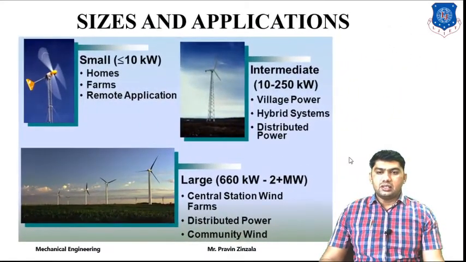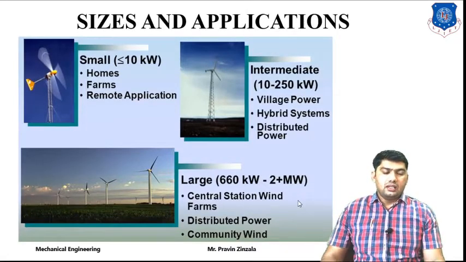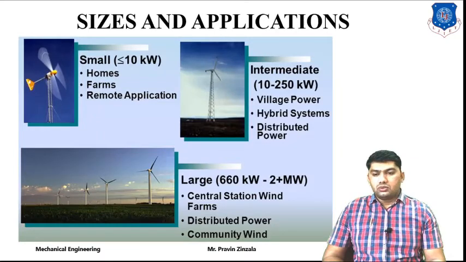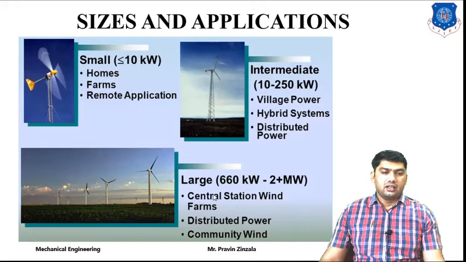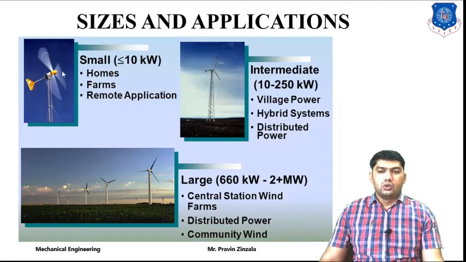Now we will discuss the size and applications of windmills. Many windmills are available in the market according to the applications, requirements, and purpose. Generally there are three types of windmill: small, intermediate, and large. If the power generation is less than 10 kilowatt, it is called a small scale wind turbine, and it is generally used for horizontal and vertical axis type wind turbines.